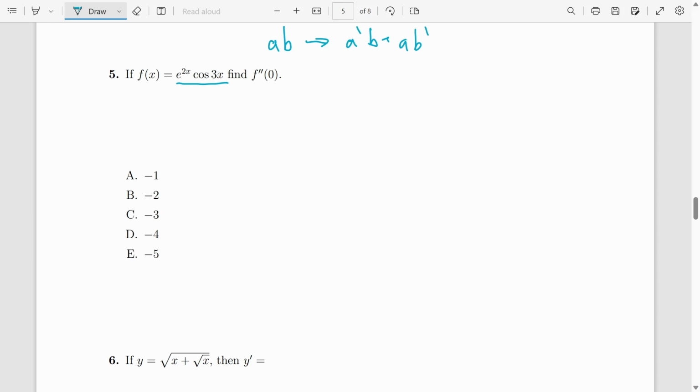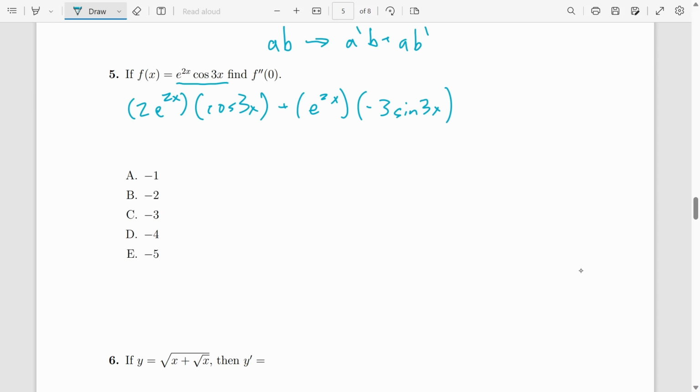A prime, the derivative of e to the 2x, is 2e to the 2x times just cosine of 3x. Plus just e to the 2x times the derivative of b, so the derivative of cosine of 3x. This is negative sine of 3x times the derivative of the inside, which is just 3. So I'm going to write this as negative 3 sine 3x. Okay, so we have our first derivative now.